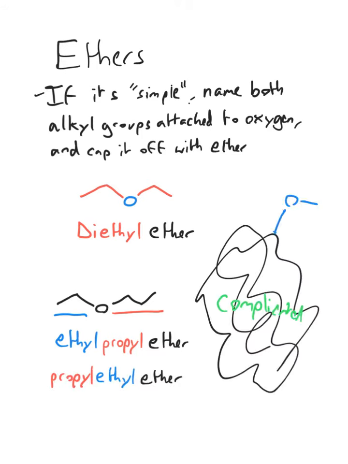If, however, it is part of a larger structure, we have to name the ether as a substituent. The way we do this is we name the alkyl group attached to the oxygen. We use that as the root and add an oxy at the end instead of an eel. So for example here, this is a methoxy group. This is an ethoxy group. And we would use that as a substituent in the naming of the larger structure.